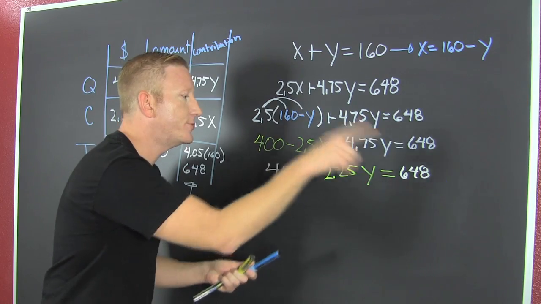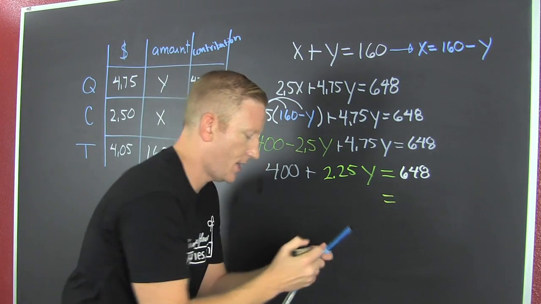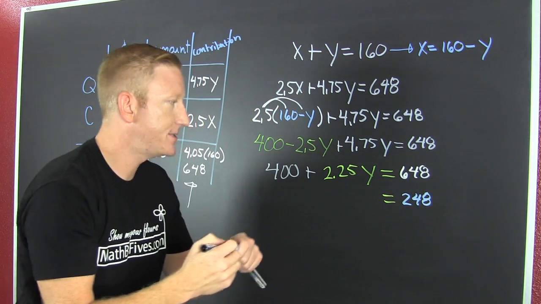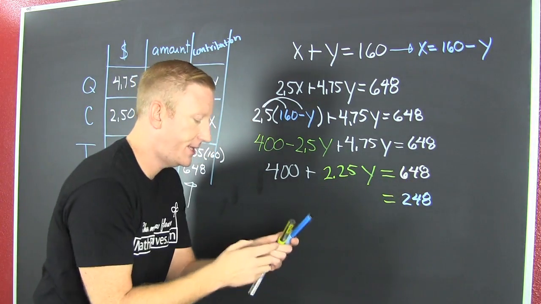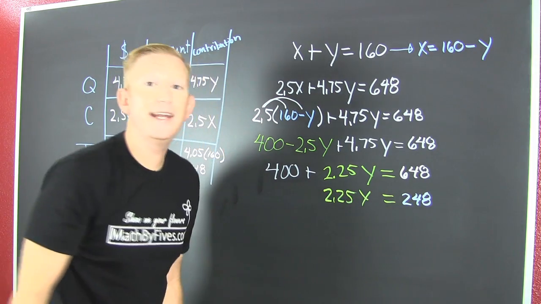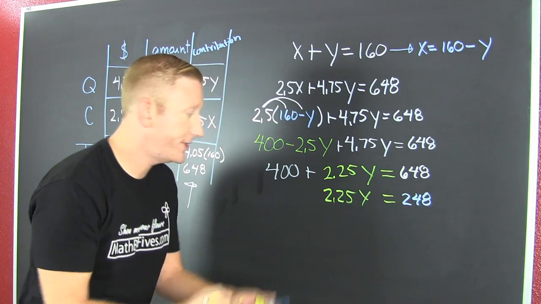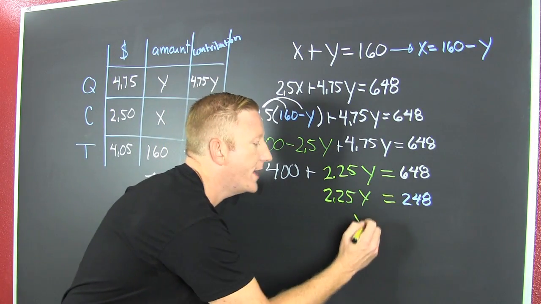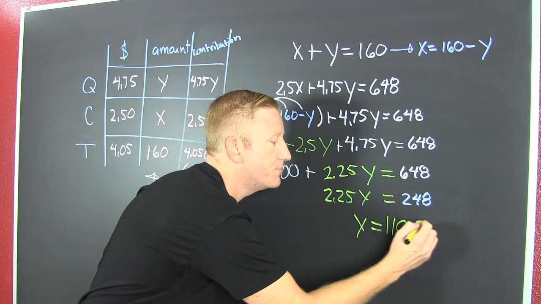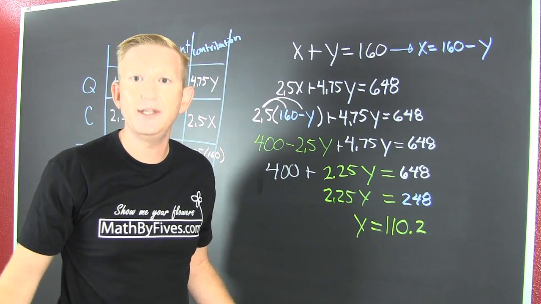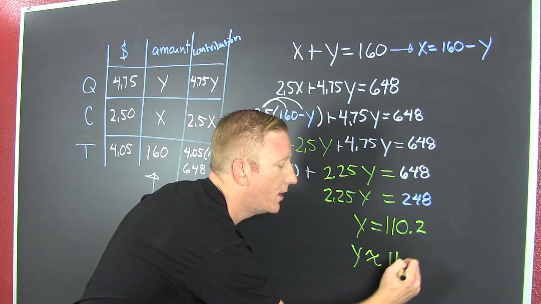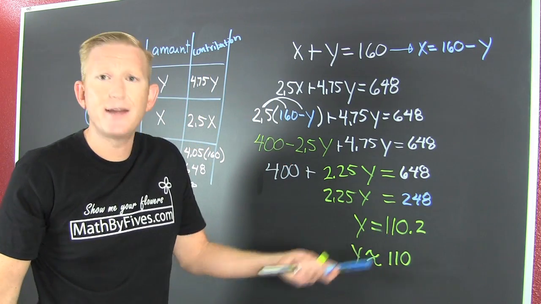I subtract that 400 off each side. And then over here, I'm going to have 248 when I subtract that 400 from that 648. And then over here, I still have that 2.25Y. And I divide both sides by 2.25. And when I do, Y turns out to be 110.2. Now, if we go back to our problem statement, it says to the nearest pound. So Y is going to be about 110 pounds, because that's where that rounds.